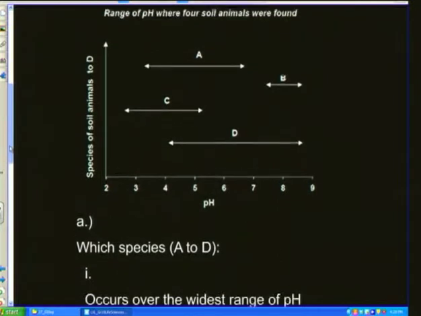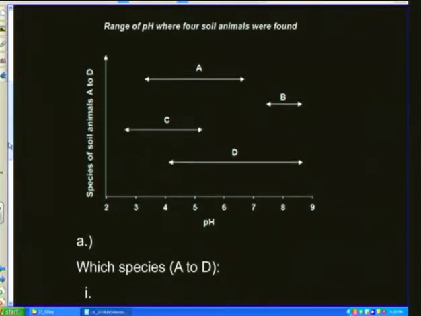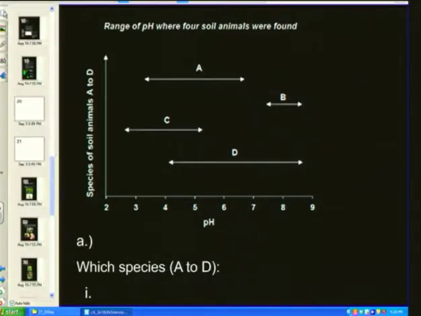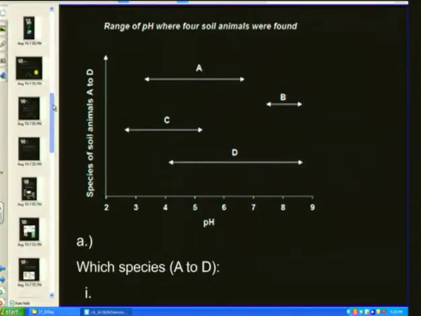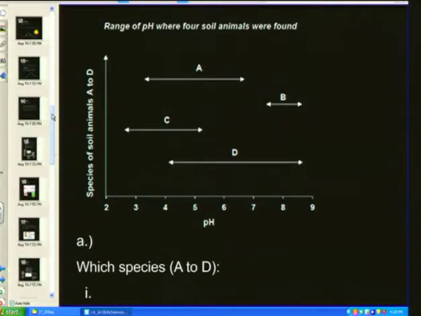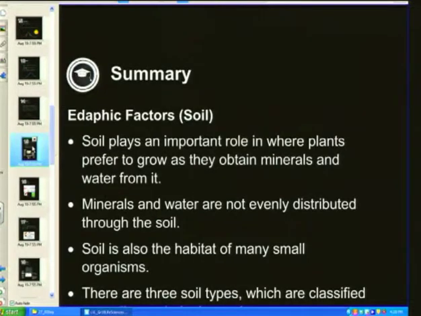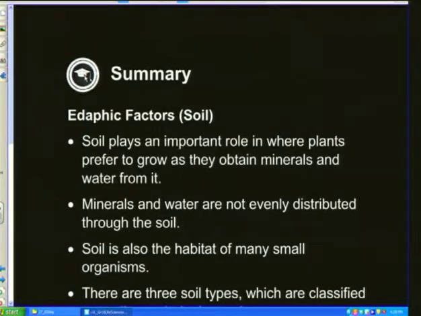So there's your graph. A, B, C, and D are the animals, right? And then at the bottom here, you've got your pH range. Okay, so now, before we can talk about that, we need to figure out what's going on with soil. So let's go and talk about soil.